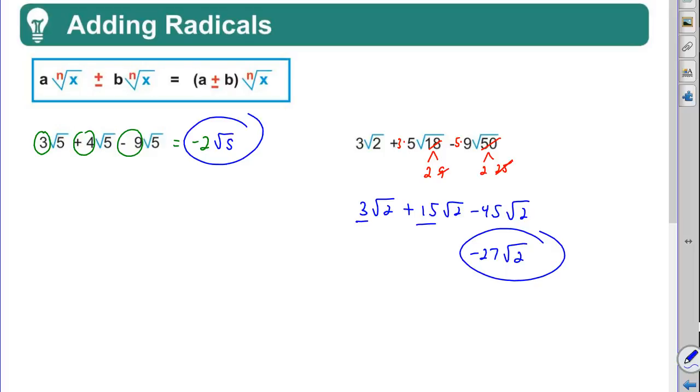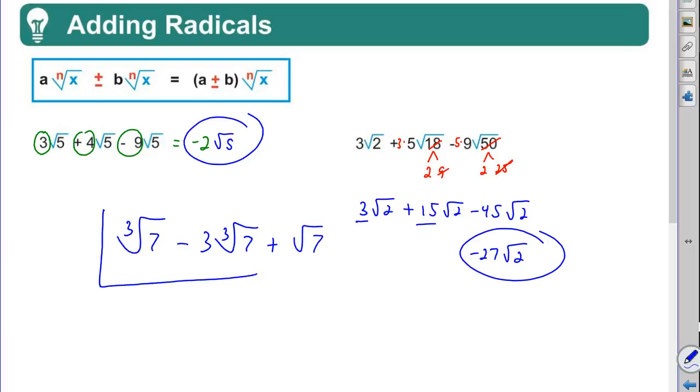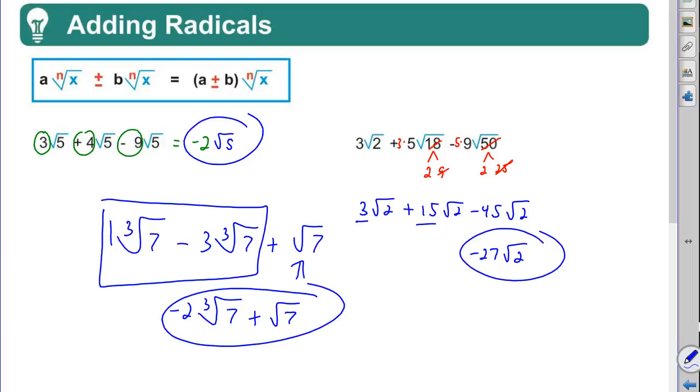And I didn't do any with a different index, but please understand you can only do cube roots with cube roots. So for example, if I had the cube root of 7, let's go minus 3 times the cube root of 7 plus the square root of 7. These I can add. There's 1 of them minus 3 of them is a negative 2 of them. But this one, I can't add to it. I just have to leave plus the square root of 7. All right, adding radicals.